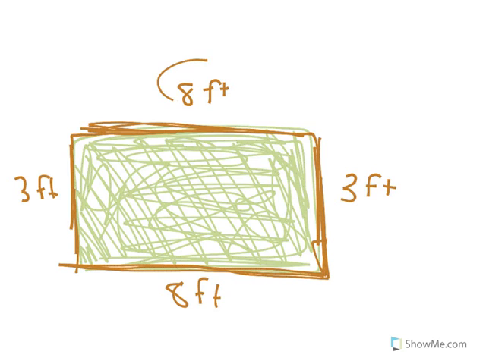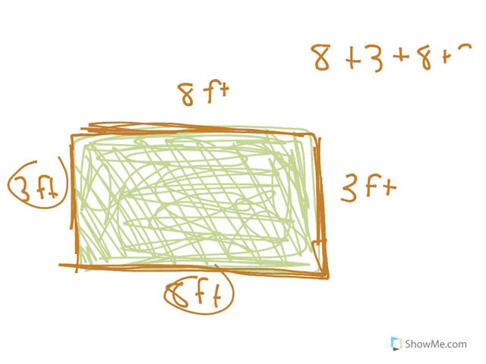So I know that this side and this side are each going to need 8 feet of fence. And this side right here is going to need 3 feet, and this side is going to need 3 feet. So if we want to find out how many feet of fence we're going to need, we can take this 8 feet here, add this 3 feet here, and then add this 8 feet as well, and then add this 3 feet as well. That way I know exactly how many feet of fencing I need on all 4 sides of my rectangle.